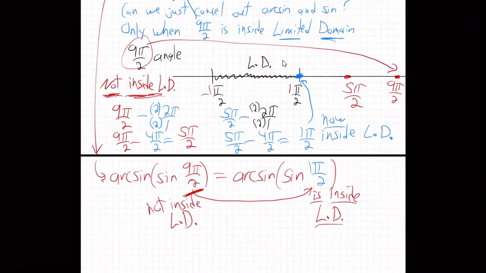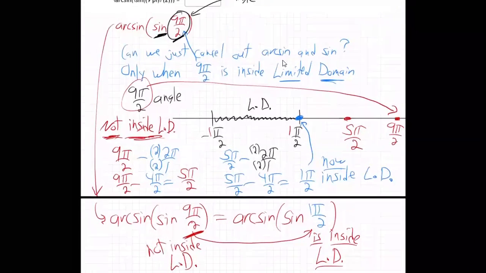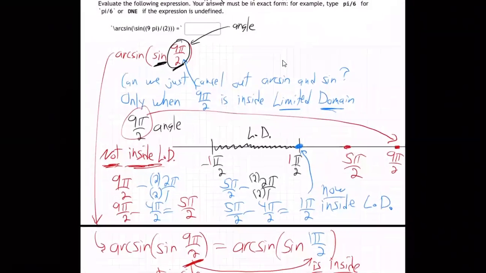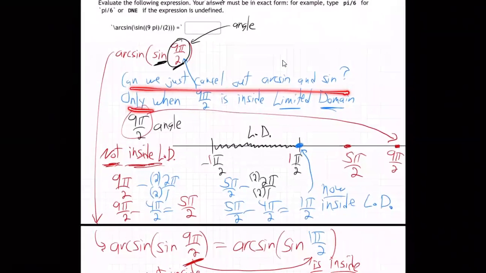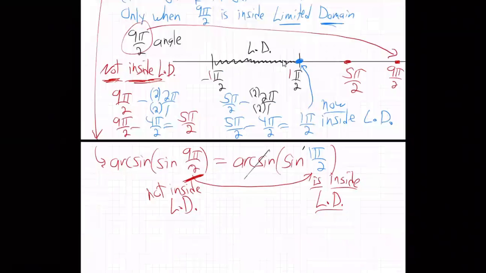So what do you do when it's inside the LD? Remember that's what we answered from the beginning. Can we just cancel them out? Yes, when it's inside the limited domain. So now we're in business. Now we just go boom, boom. Answer pi over 2, or 1 pi over 2, however you want to say it. There it is.